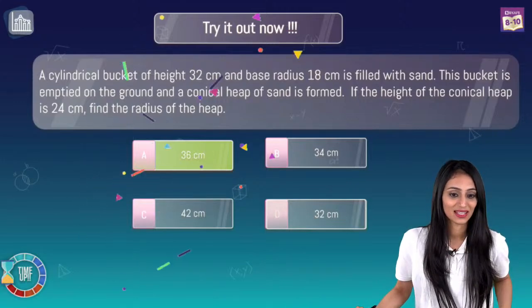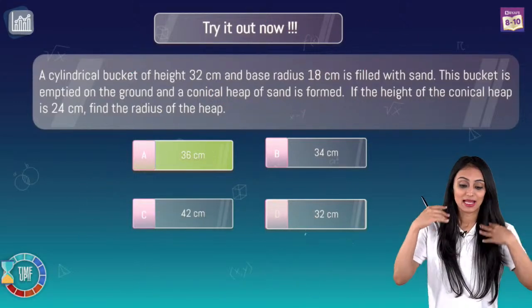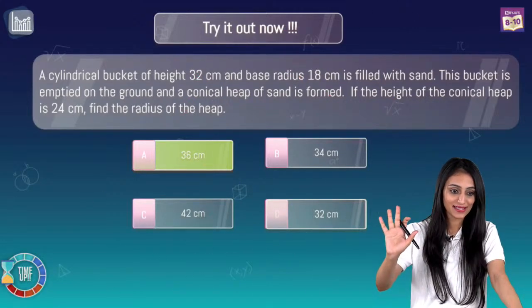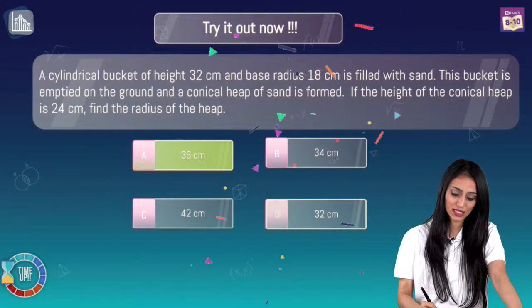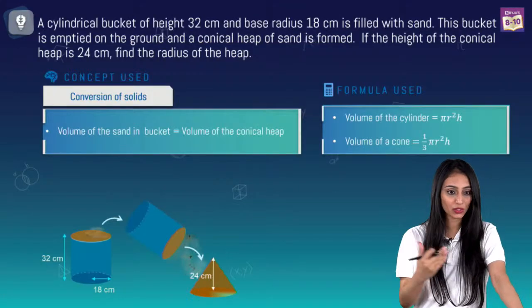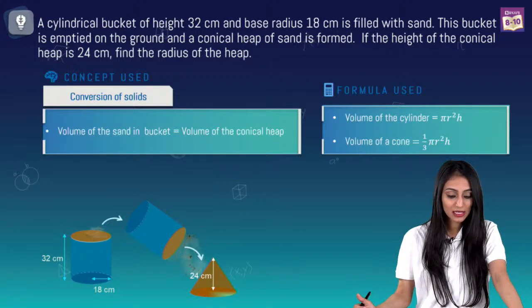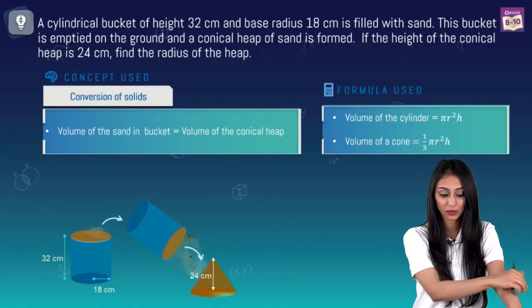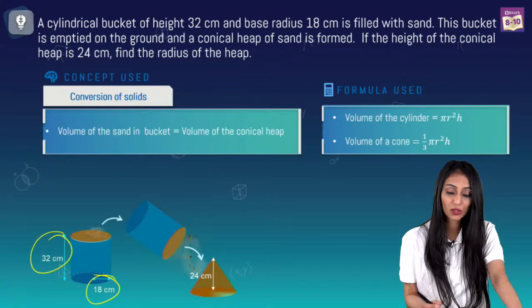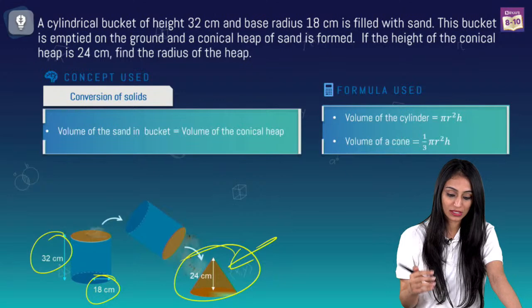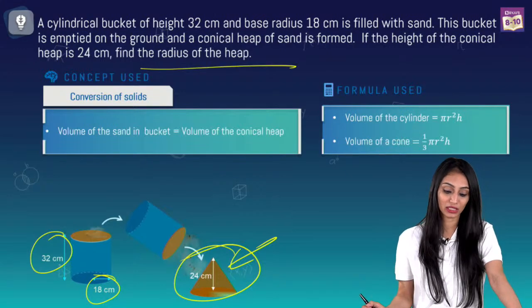Okay. So correct answer is option A, and all of you have given the right answer. Yes. We all know how to solve it, but let's take a quick look at the solution, that how we need to write this in the exam. The cylindrical bucket has height 32 centimeter, you can see here, and radius is given. It is emptied on the ground and a conical heap is formed. The conical heap has a height of 24 centimeter. You need to find out the radius of the heap.